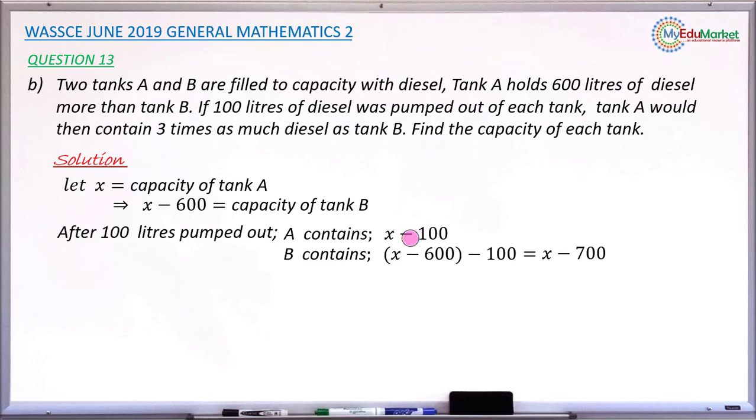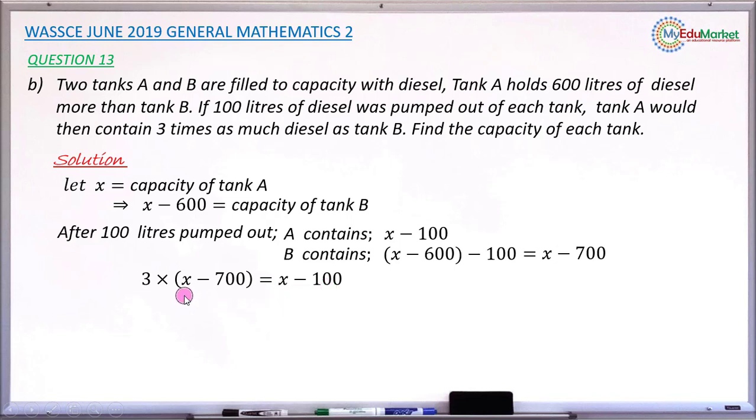So if 100 liters were removed from each tank, tank A would now have 3 times as much diesel as tank B. This is tank A, X minus 100. So X minus 100 is going to be 3 multiplied by the capacity of tank B after removing 100 liters, which is X minus 700. So 3 multiplied by the bracket, X minus 700, will be equal to X minus 100.